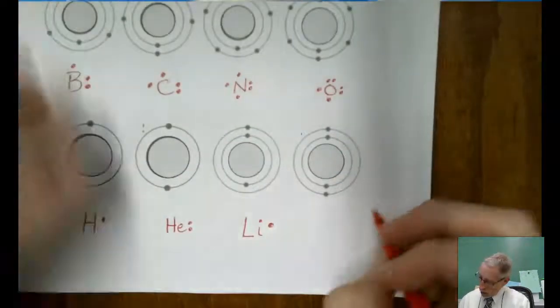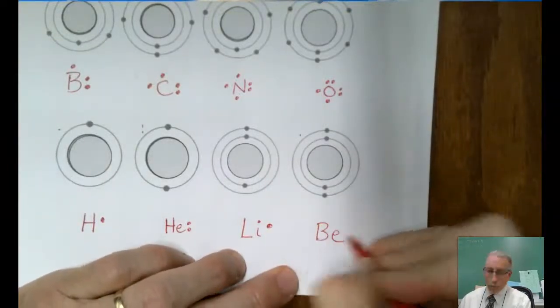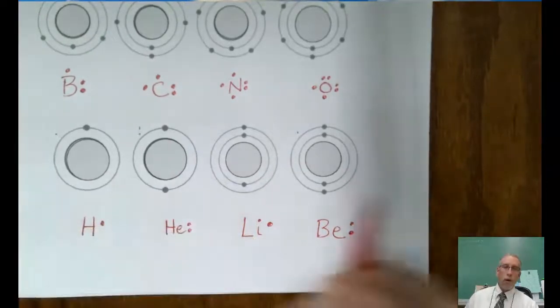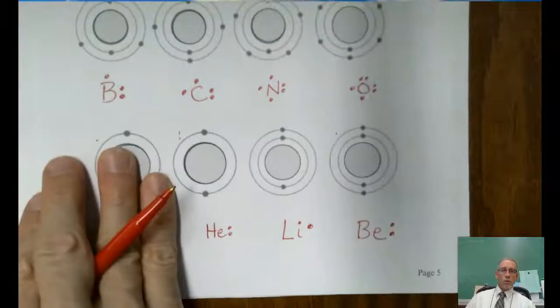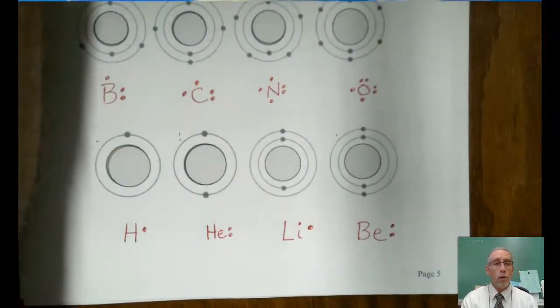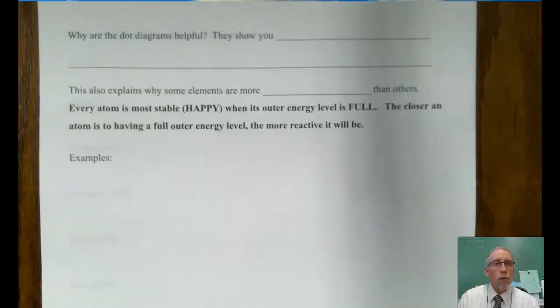And then this one here is the element beryllium, Be, and it should have 2 dots somewhere. Again, I don't care if you have 1 on each side, but that's what those will look like, okay? All right, so that's our introduction to the Lewis dot symbols. Okay, now we'll start on our next page.